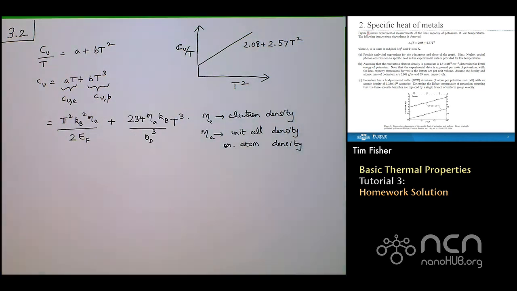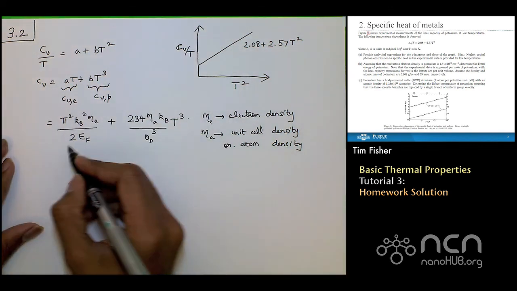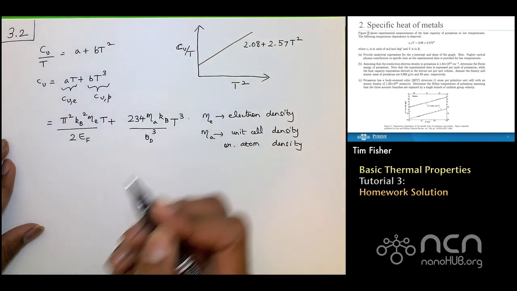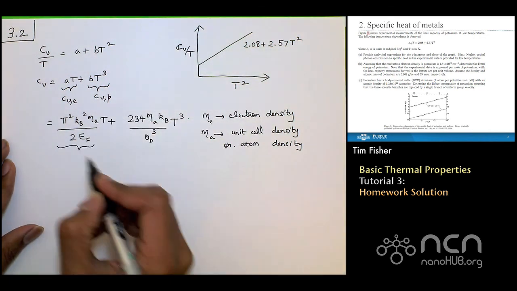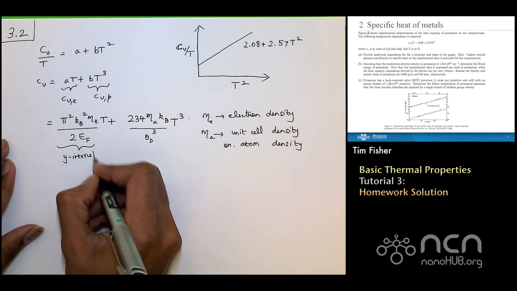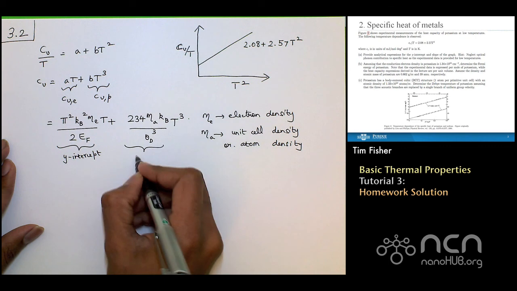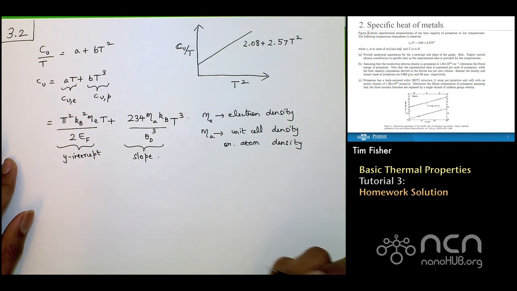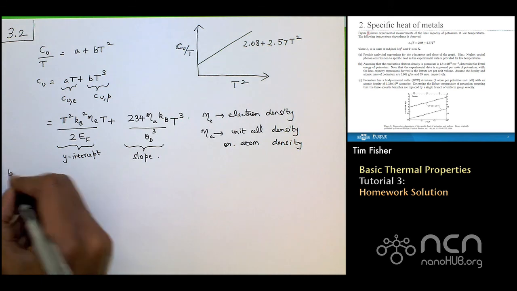Right? So that's what this means. So this essentially gives you the, I forgot the T here. So this gives the y-intercept, and this is the slope of the graph. Now coming to part B of the problem.